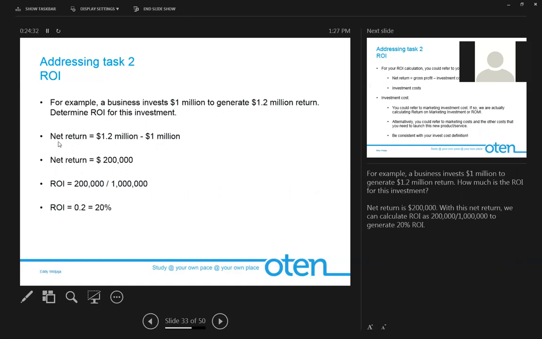If you look at that, the first step that we need to do is to calculate the net return. The total return is 1.2, so we need to look at the net return: 1.2 million minus $1 million, so we get $200,000 net return. Since the investment itself is $1 million, we get the ROI as $200,000 divided by $1 million. We get 0.2, or we can convert that to percentage to be 20% ROI.